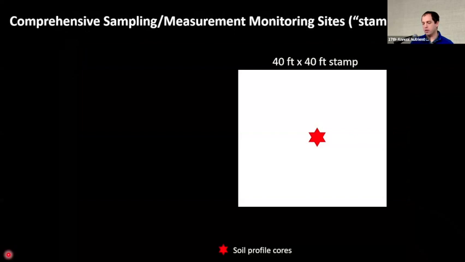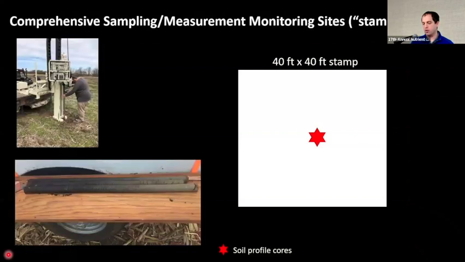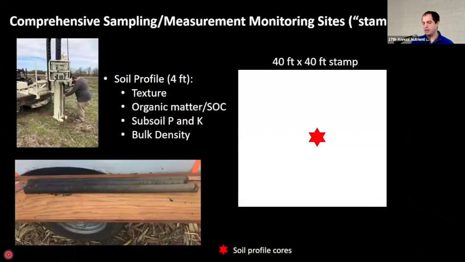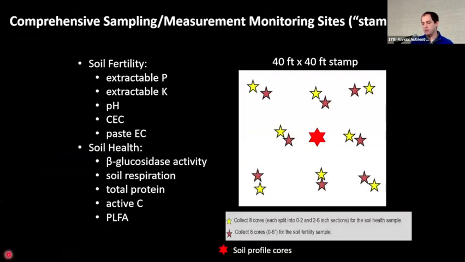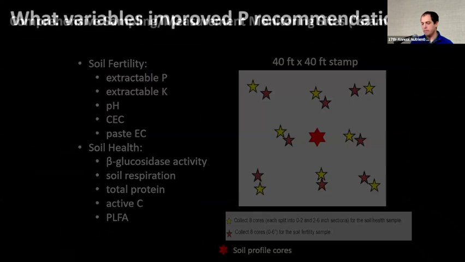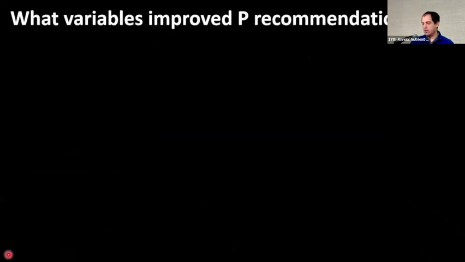Within each of these 40 by 40 foot areas, we'd take a soil probe, get down kind of the horizons, texture, organic matter, bulk density measurements, and then we do some soil fertility as well as some soil health testing. So there are lots of different measurements. Just going to cut to the chase. What variables improved our phosphorus recommendations?